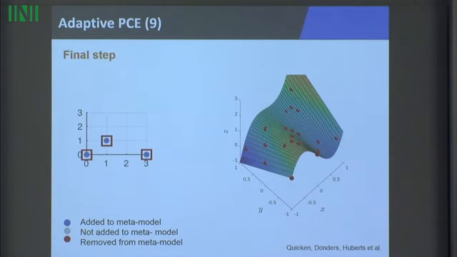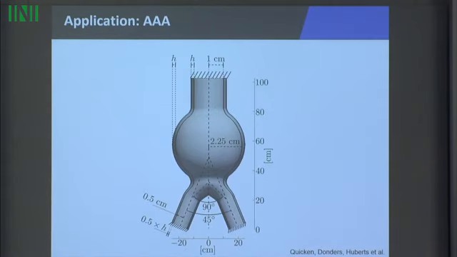Now, then we apply this to, for example, an abdominal aneurysm, and that's the last example, and then I'm ready. That is, we have a wall thickness, we have a diameter, we have boundary conditions that can all be uncertain, we have a pressure loading that can be uncertain, and such a calculation takes a few hours.